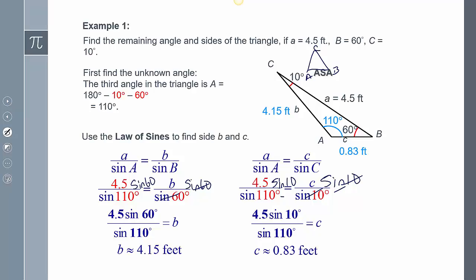Now you're probably wondering, well, what if I did B over sine B equals C over sine C? Why wouldn't I want to do that? Now, if I plug in values, I would get B over the sine of 60 degrees equals C over the sine of 10 degrees. Now, the issue here is that I have two variables. Well, that doesn't help me. How do I get a variable by itself and say definitively B equals this?